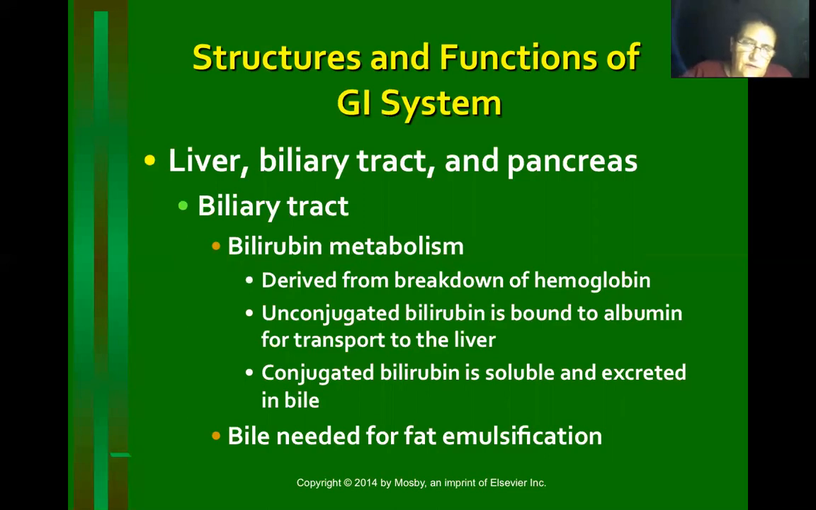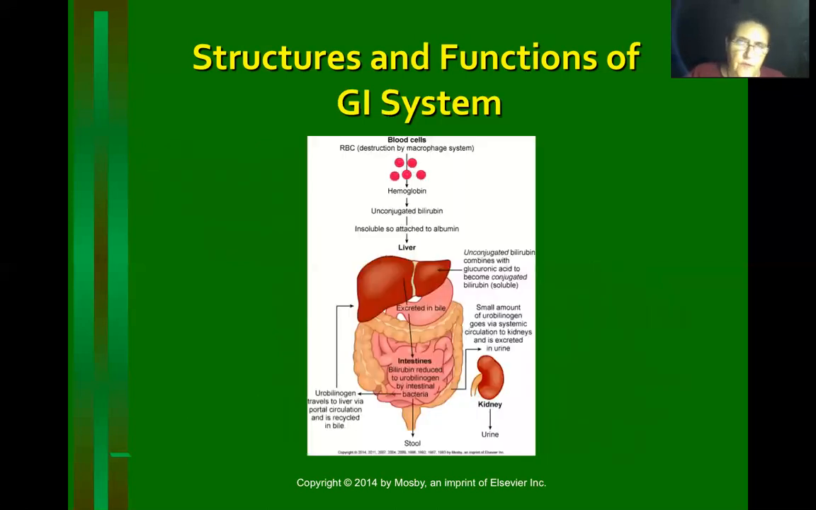And then bile is needed for fat emulsification, and that's what the gallbladder stores and squirts out whenever you have a really fatty meal and need just a little bit of help to digest that and get that out of your system. And here's a picture that gives you an overview of all of that. You've got the RBC destruction by macrophages, which goes into the hemoglobin. It's unconjugated bilirubin, insoluble, so it's attached to albumin, goes into the liver, and it just works its way through.